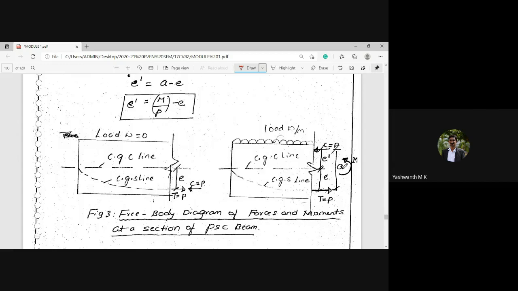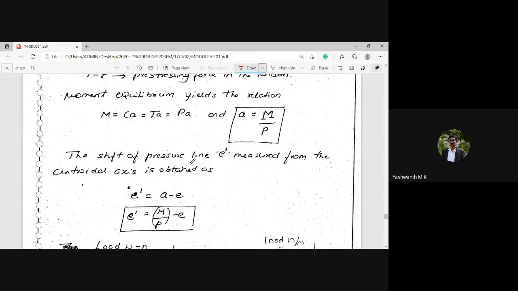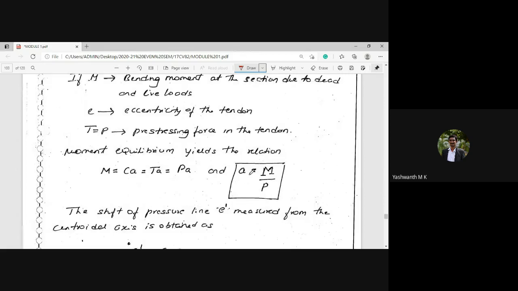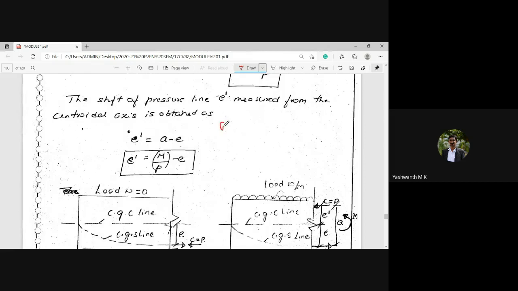Now you can see the shift of the pressure line from the centroidal axis of the steel is E plus E dash. Is it clear? Now, if you know A, how do you calculate E dash? You know the principle that A is equal to E plus E dash. Therefore, if you want E dash, it is A minus E. So E dash is nothing but the shift of the pressure line from the centroidal axis.